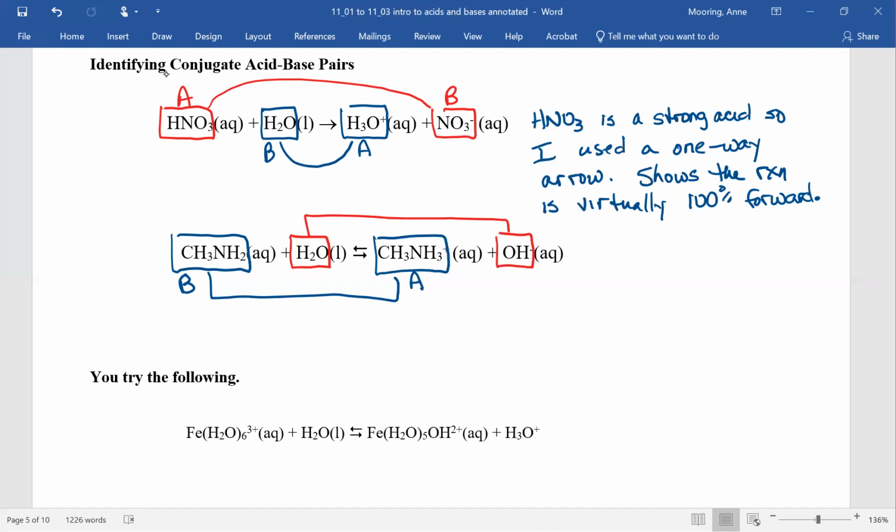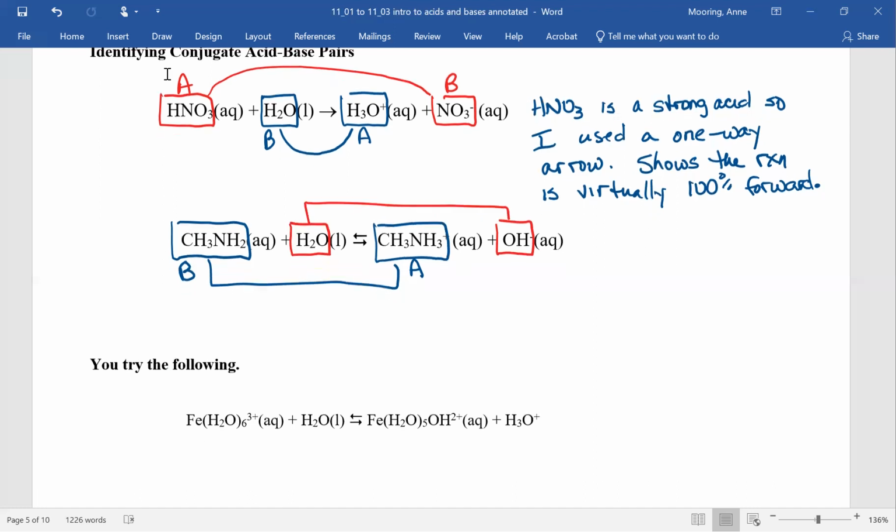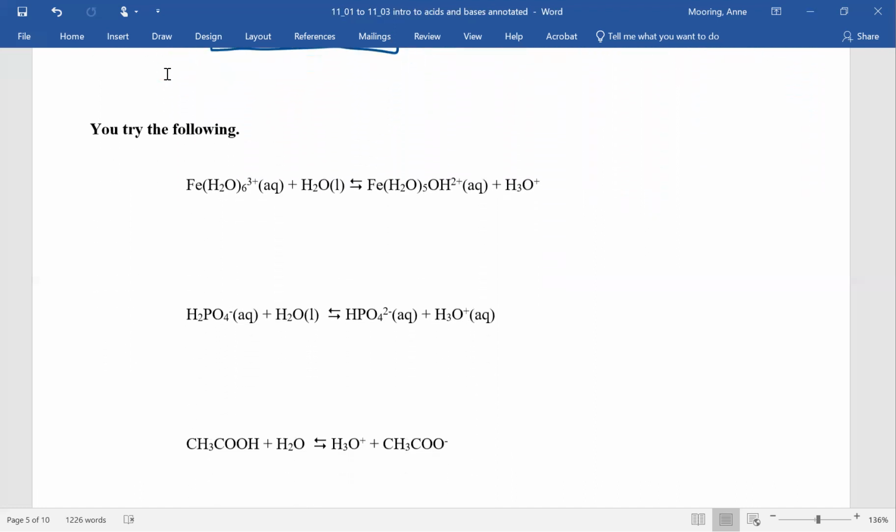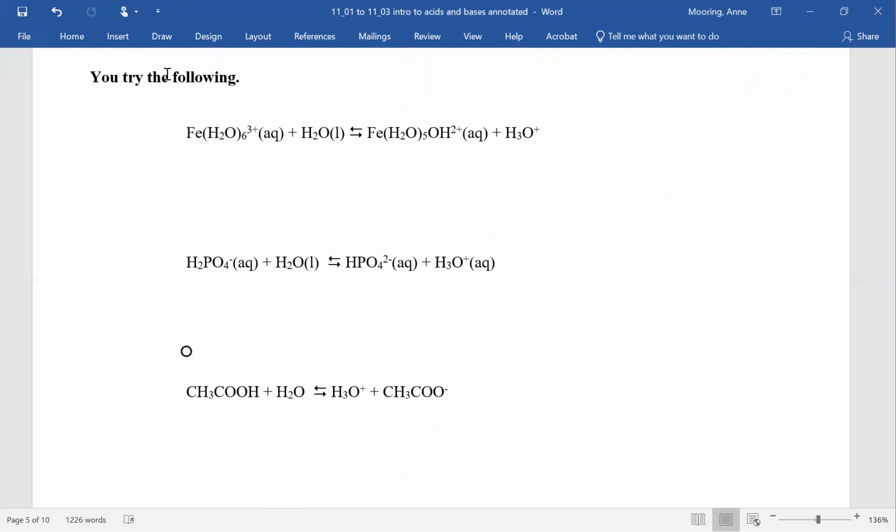All right, you are going to try the following. Remember, look for things that only differ by one proton. I'm going to pause the video. You're going to do the first two, and then I'll put up the answers.